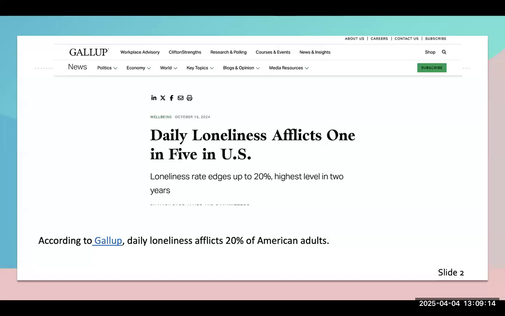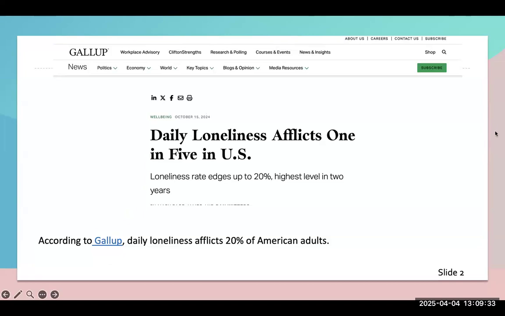So here is a news article from Gallup. Gallup is a company that provides analytics and consulting to organizations. It's known for its public opinion polls. And if you're interested and you want to see this article, you can click on the PowerPoint presentation down here where it says Gallup. This is a hyperlink that will take you to the article.